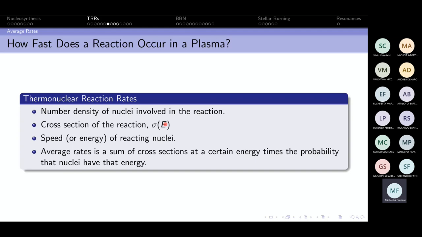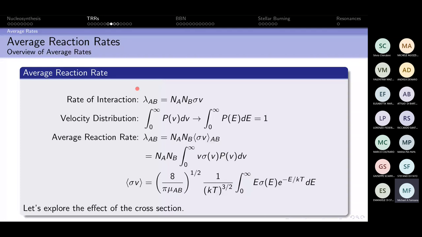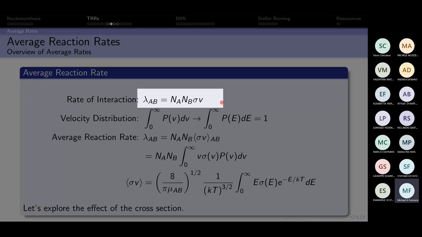So here's the mathematical statement of what I just said. This is from the previous slide. This is everything in one mathematical statement. The reaction rate is the number density of these two nuclei involved, so we call them A and B, for example, times the cross section times their speed. Okay, so that's everything in one place.